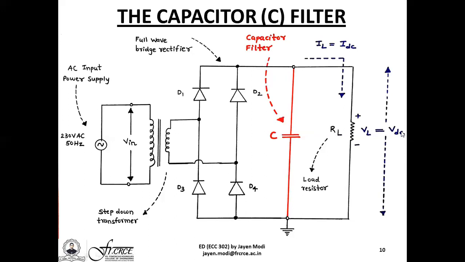VL, nothing but VDC, is the load voltage, which is nothing but the average DC output voltage, as well as IL is nothing but the load current, also given by the DC or the average current as shown. By using Ohm's law, it is very easy to understand. RL is equal to VL upon IL, which is further equal to VDC upon IDC.